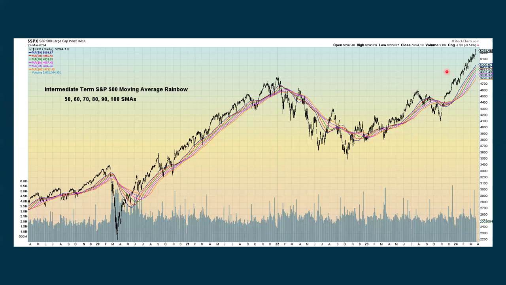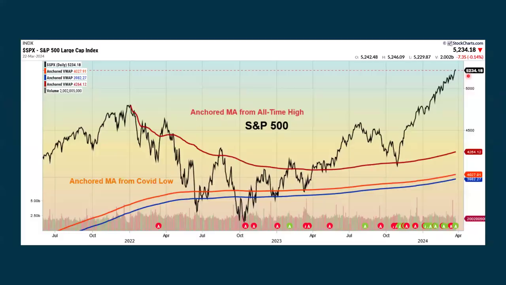The lines are going up and not jagging around each other, and price is above all of the lines. So the intermediate-term trend continues to be positive. Then we look at an anchored moving average, and we're not near it right now.